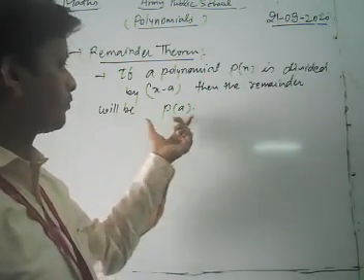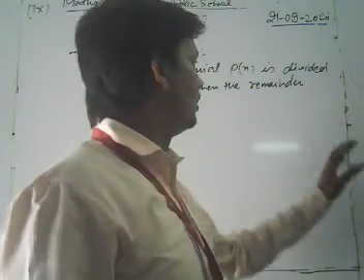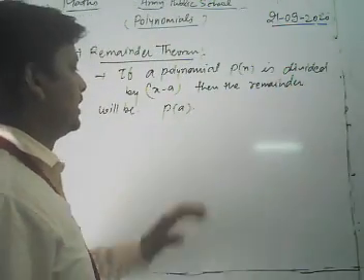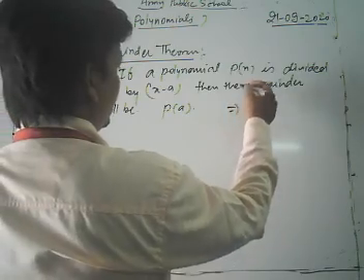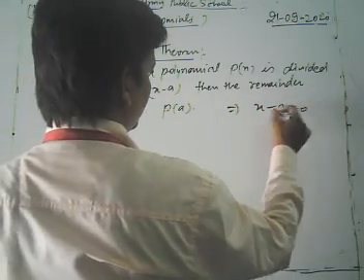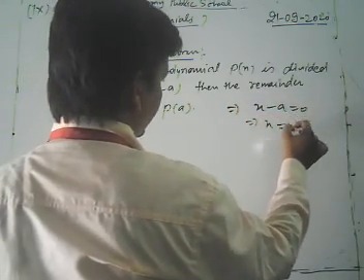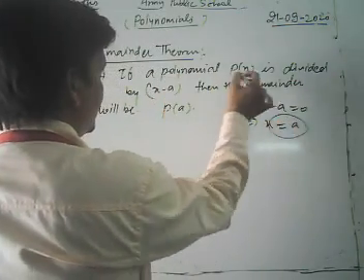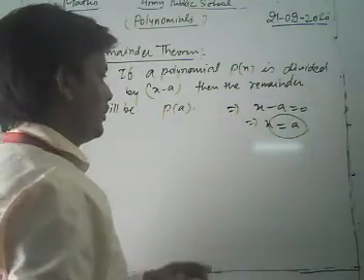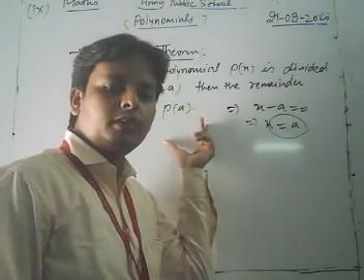What does this mean? When p(x) is divided by x minus a, the remainder is p(a). We take x minus a equal to 0, so we get x equal to plus a, and we replace x by a. In this way we get the remainder of the given polynomial.